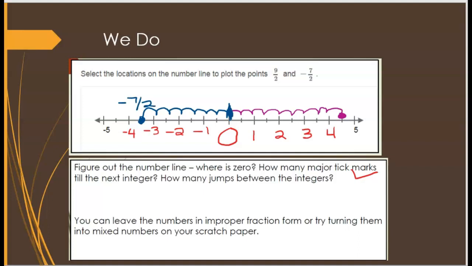Okay? So, if they are the same denominator, you can just leave them as improper fractions. And this one was 9 halves. So there we go. We just plotted our 2 points on our number line.